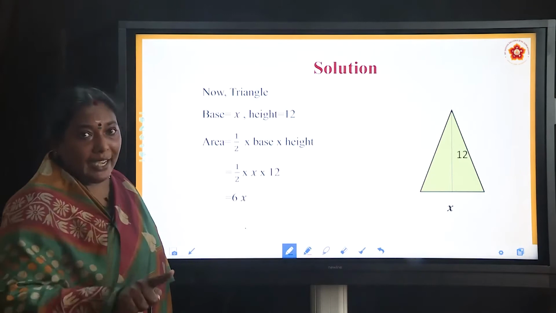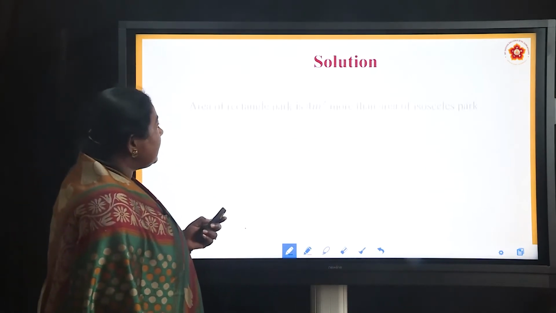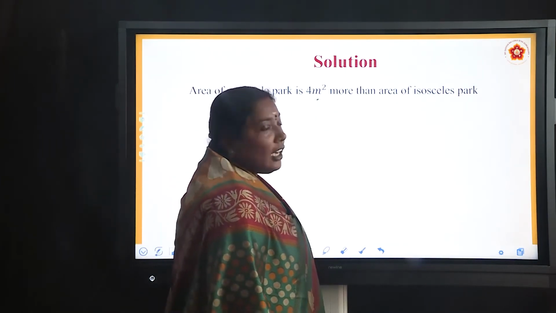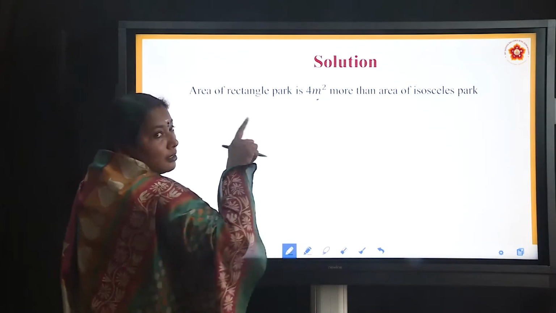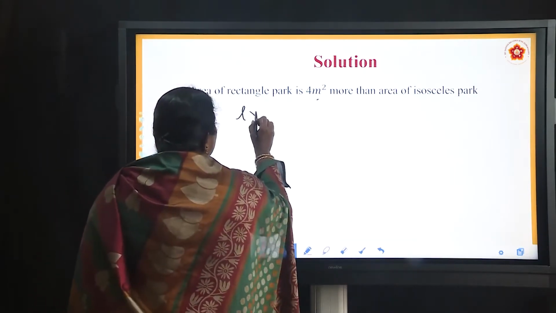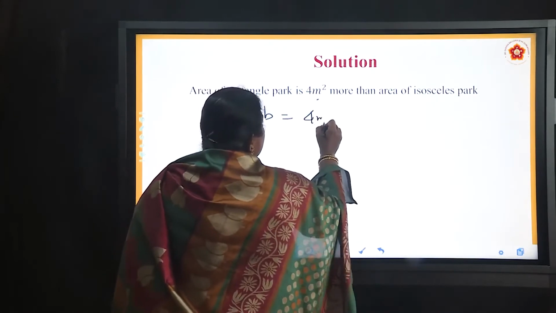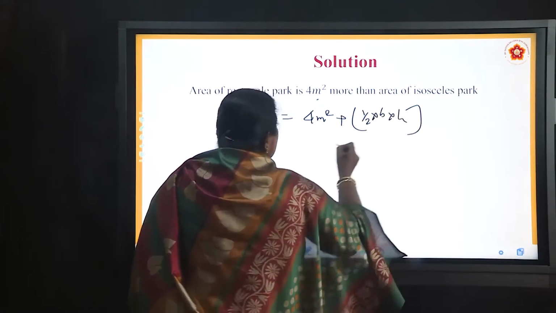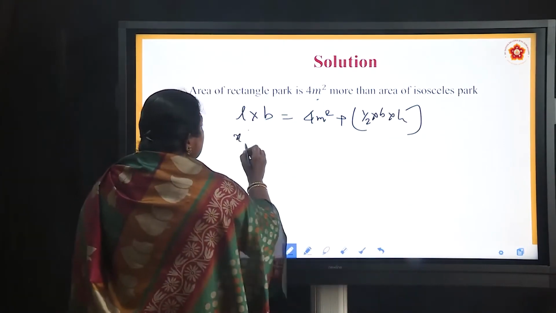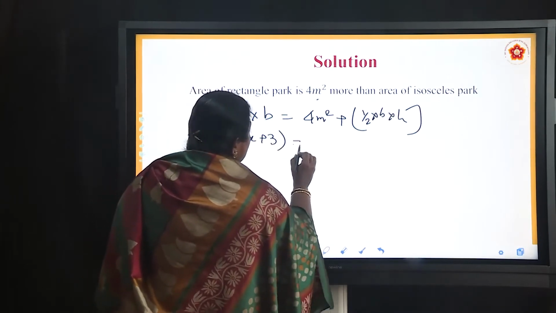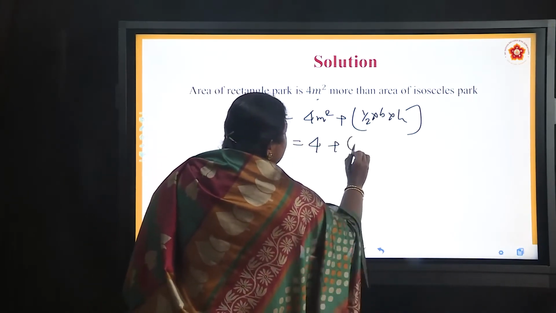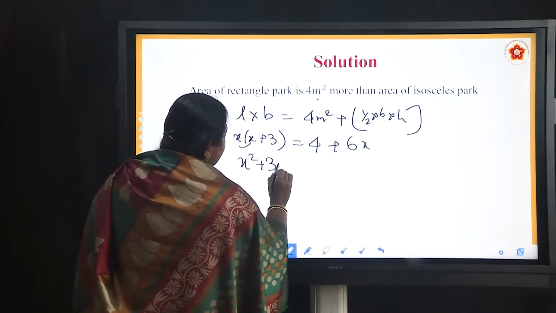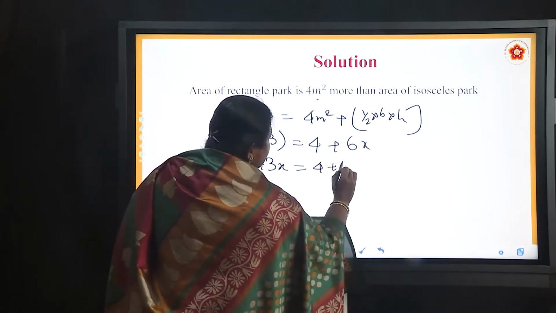Now we have to compare, right? That is the next important part. They have given the area of the rectangular park is 4 meters square more than the area of the isosceles triangle park. Area of rectangle is length into breadth, right? Which is equal to 4 meters square plus half into base into height. So what we got in length into breadth? x into x plus 3, which is equal to 4 plus here we got 6x, right? So multiply here, x square plus 3x is equal to 4 plus 6x.